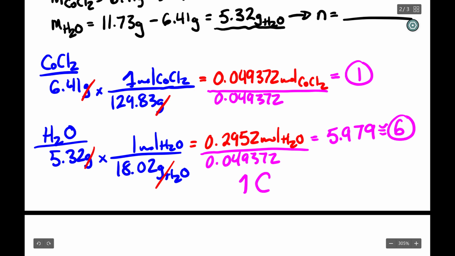This would be 1 CoCl2, that 1 is coming from up here, dot 6 H2O, with the 6 coming from here.